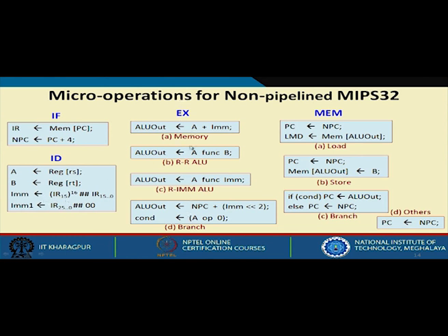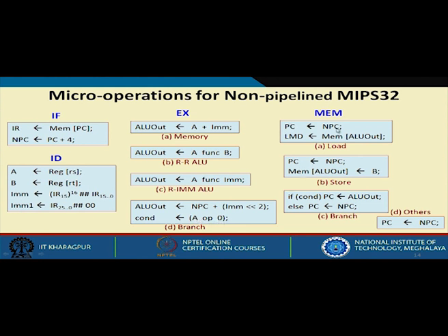In the EX stage, we are doing some arithmetic operation, but depending on the type of instruction, it can vary. For memory, we are just adding IMM to A to calculate the effective address of the memory. For ALU operation, we simply operate on A and B with some function. For immediate operation, similarly, A with some function of IMM. But for branch operations, we are calculating the branch target address, and also evaluating the branch condition, whether it is a taken branch or a non-taken branch. We check whether A is 0 or non-0.